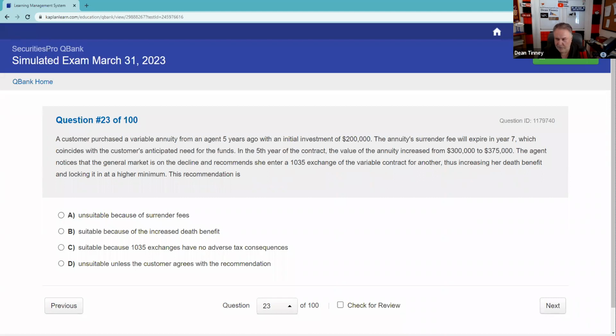One thing I like to do on these long ones is just read the last sentence first, just to kind of see if I think I'm getting an easy one or a hard one. It says the recommendation is, I say, okay, so now I know it's about the recommendation.